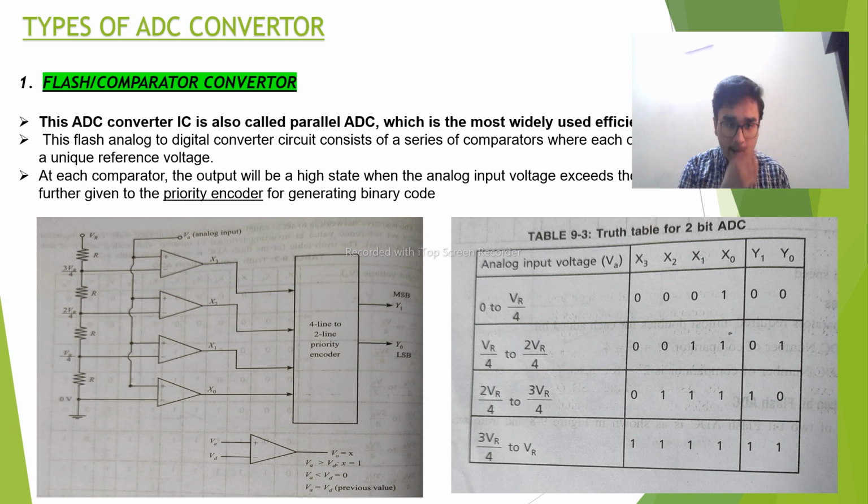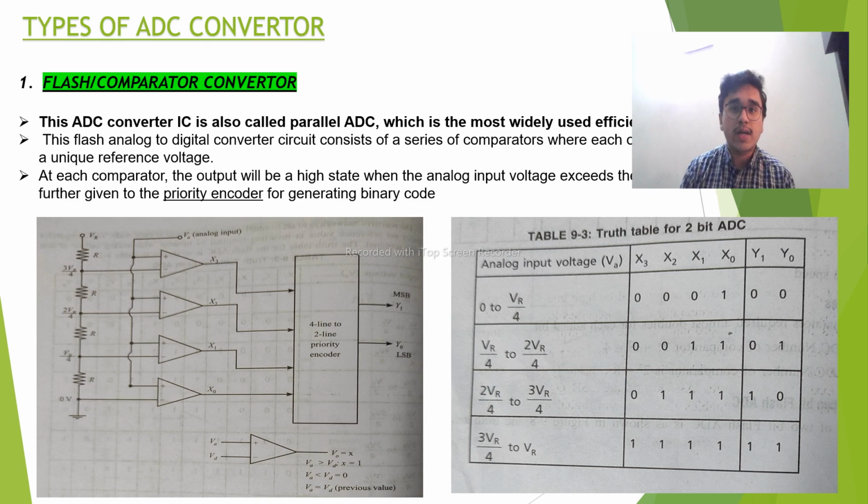As you can see here, we have constructed a table looking at the picture, and the V reference given to the inverting terminal always starts with 0. So we can infer that the non-inverting terminal, starting from x0, is always higher than the inverting terminal. Here we have taken x3, x2, x1, and x0. From the first, we have 0, 0, 0, and 1, that 1 for x0. So what happens here?